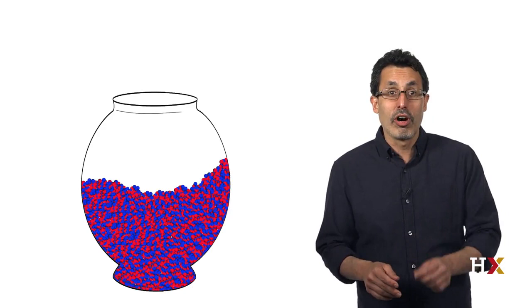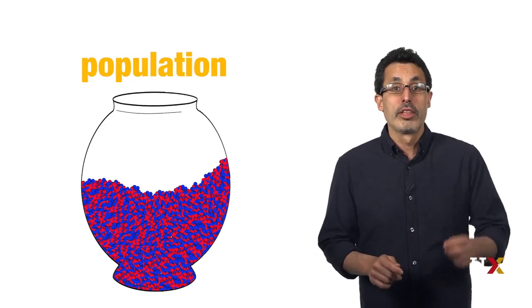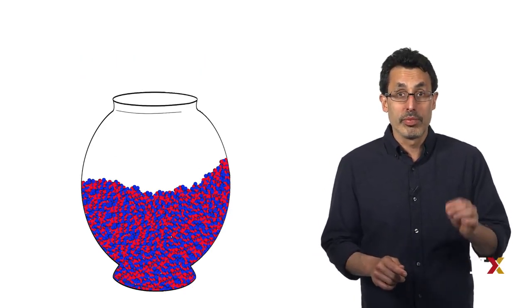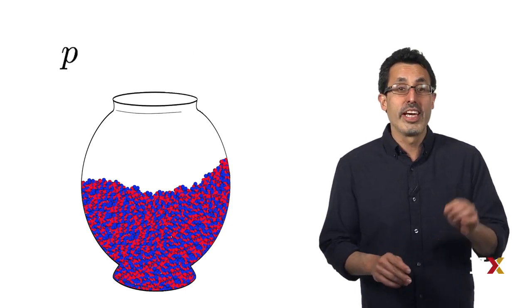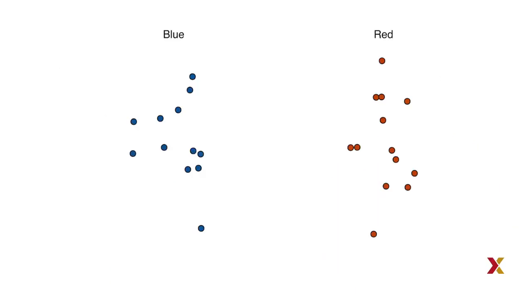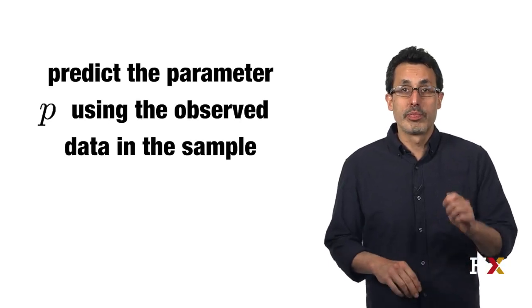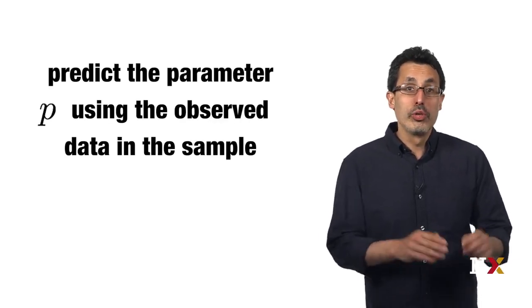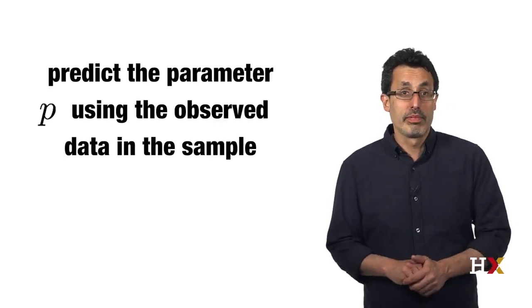In statistical textbooks, the beads in the urn are called the population. The proportion of blue beads in the population, P, is called a parameter. The 25 beads that we saw in an earlier plot after we sampled, that's called a sample. The task of statistical inference is to predict the parameter P using the observed data in the sample.